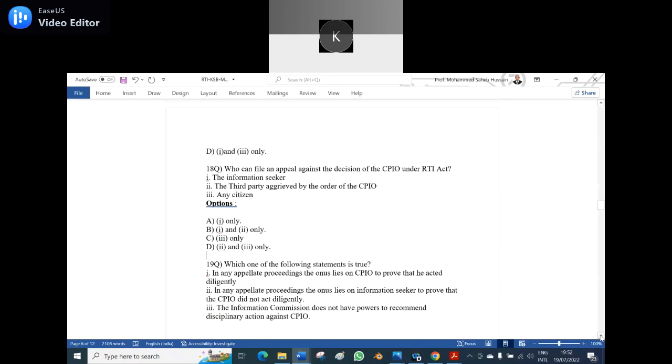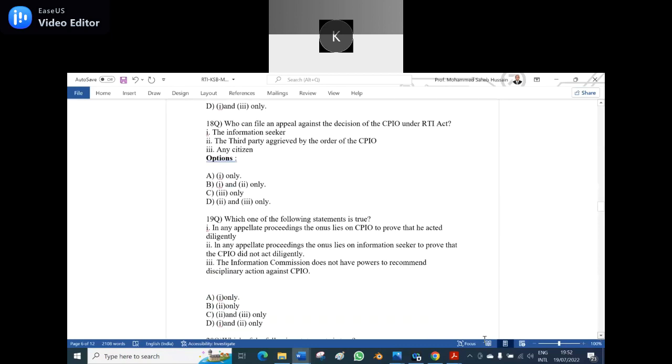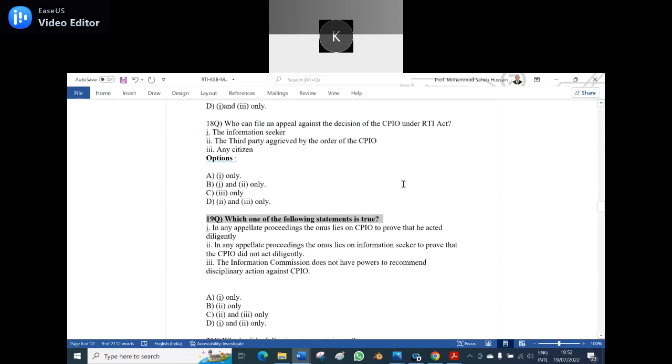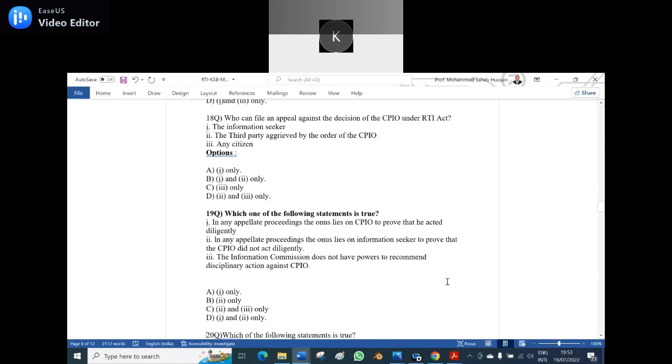19th question. Which one of the following statements is true? 1, in any appellate proceeding, the onus lies on CPIO to prove that he acted diligently. 2, in any appellate proceedings, the onus lies on information seeker to prove that the CPIO did not act diligently. 3, the Information Commission does not have powers to recommend disciplinary action against CPIO. A, 1 only; B, 2 only; C, 2 and 3 only; D, 1 and 2 only.